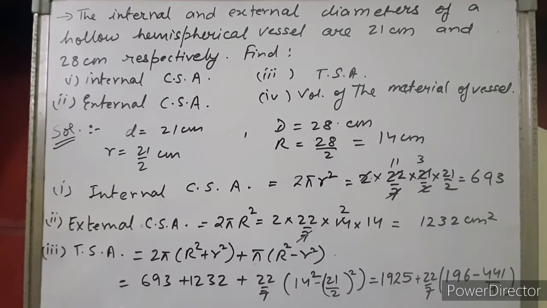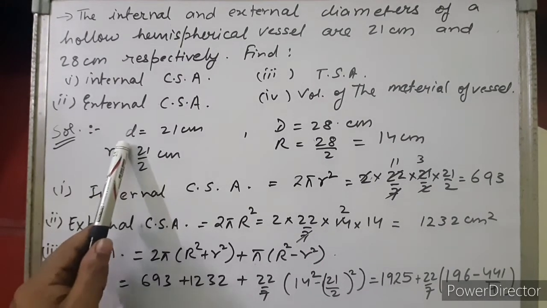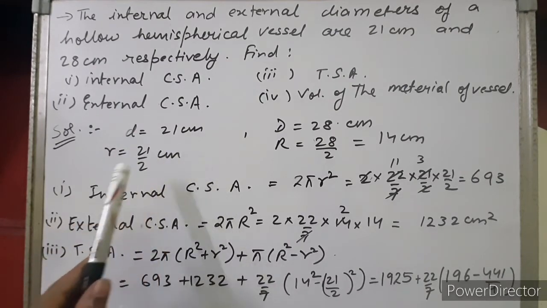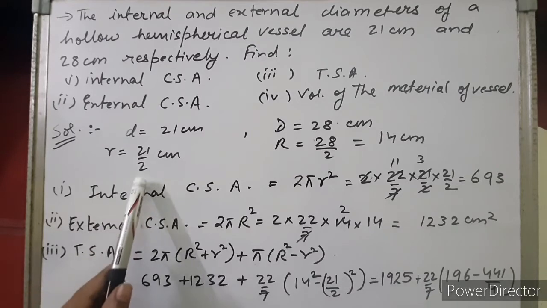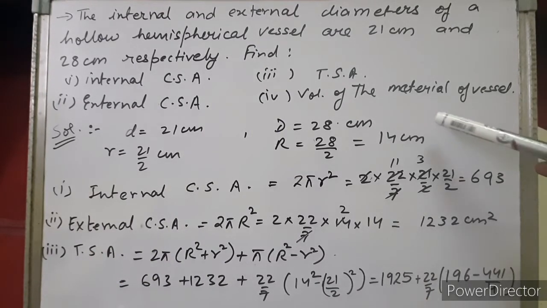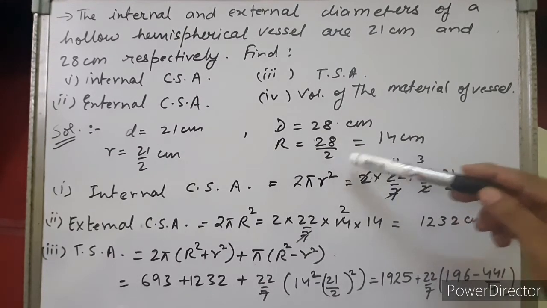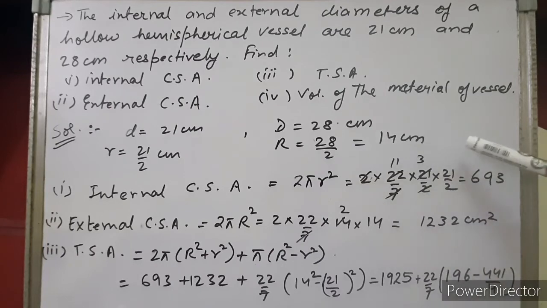Alright, so the internal diameter is 21 centimeter, so internal diameter can be represented by small d. So small d equals 21 centimeter, that means small r will be diameter upon 2, radius is half of the diameter, that will be 21 upon 2 centimeter. External diameter is 28 centimeter, so external radius will be external diameter upon 2, that will be 28 upon 2, it is 14 centimeter.